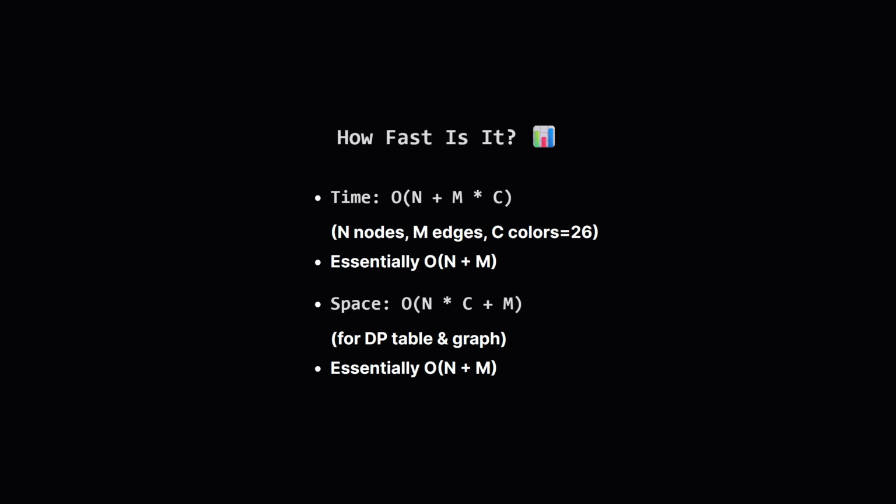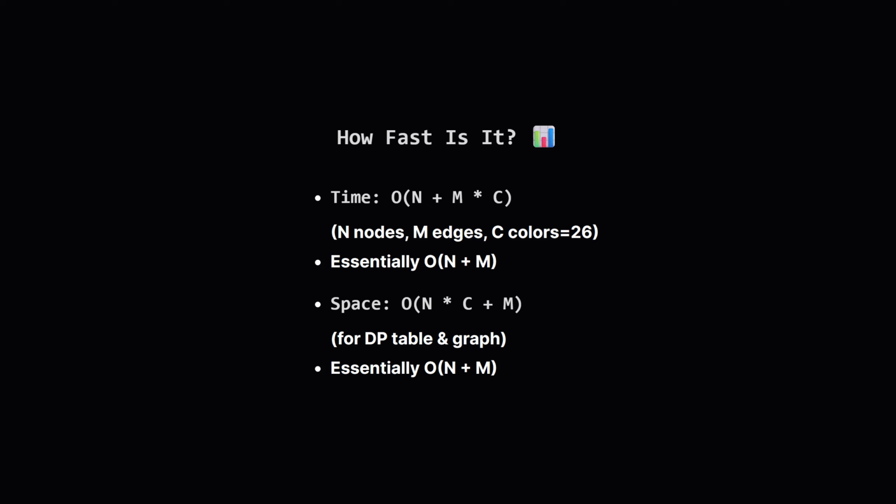So how efficient is this approach? For time complexity, building the graph and in-degrees takes time proportional to the number of nodes, let's call it n, plus the number of edges, m, that's order n plus m. The main loop processes each node and each edge once. Inside the edge processing, we loop up to 26 times for the colors. So it's roughly order n plus m times 26. Since 26 is a constant, we can say the time complexity is effectively big O of n plus m.